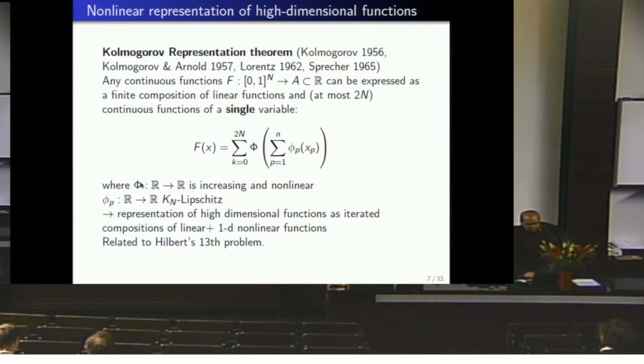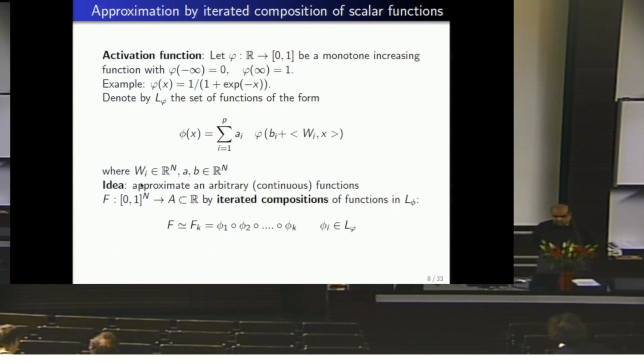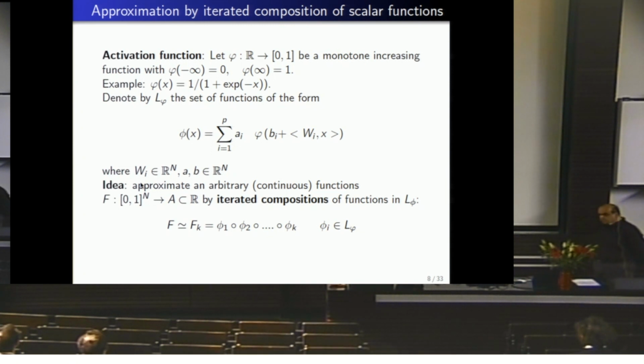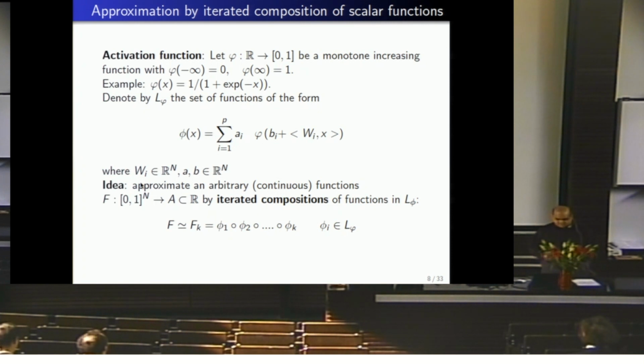But in this representation, the function capital Phi can be very irregular and badly behaved. So it's not a useful representation for building approximations in practice, but you can use these ideas, and they have been used to build computable approximations by, again, iterated composition of scalar functions. So the idea is to replace linear combinations by iterated compositions of scalar functions. Why is scalar important? Because scalar means you can compute them very quickly.